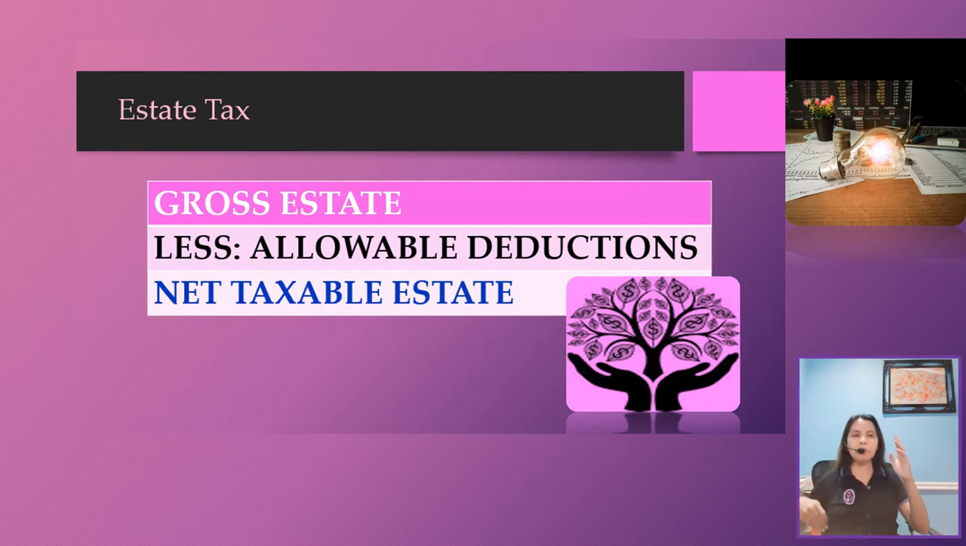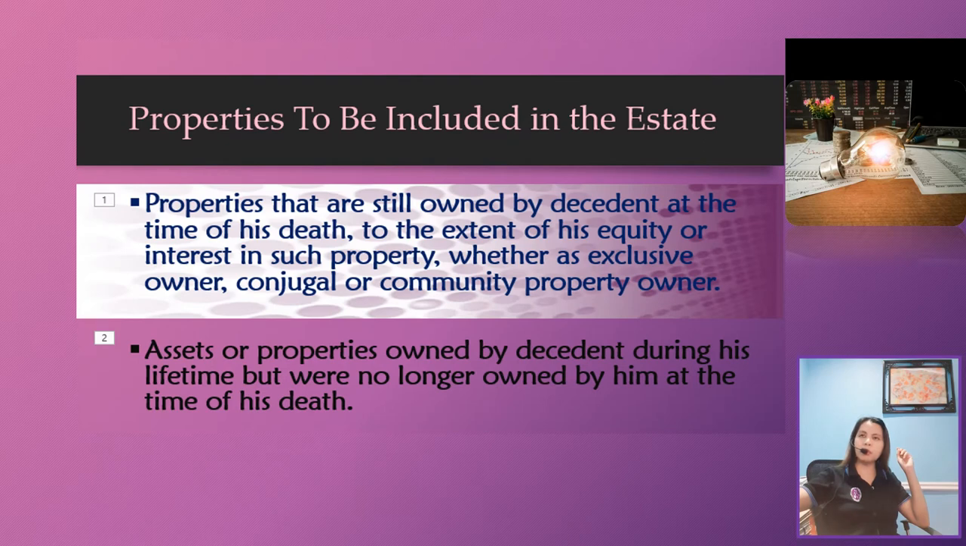Now, I will be discussing the composition of gross estate. Let us classify the properties that would be included in the gross estate into two. Let us categorize into two. And by the way, in our valuation, death is the material period, and the valuation of the properties, generally speaking, is the fair market value at the time of death of the decedent.